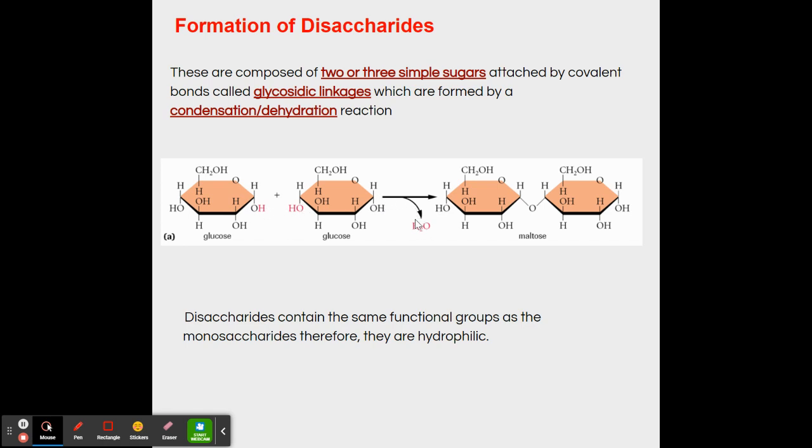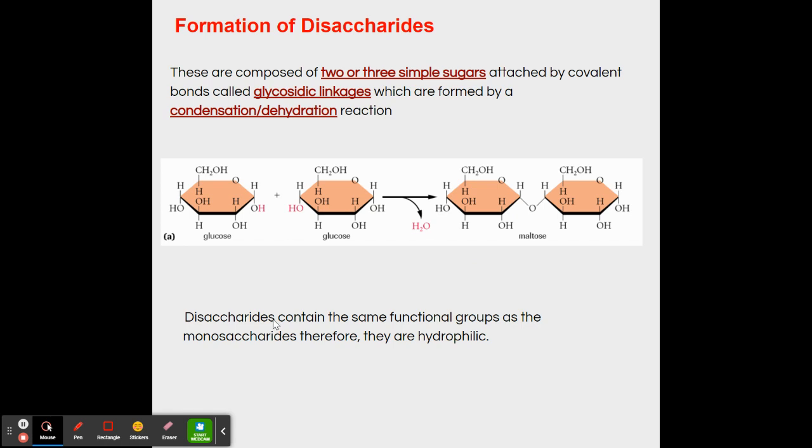Water is going to come out, so it's going to be condensation, and you're going to get this glycosidic bond here, a glycosidic linkage, where they both share that oxygen. Carbon 1 on one molecule and carbon 4 on another molecule share this oxygen, forming a glycosidic linkage. Alpha glucose to alpha glucose forms an alpha glycosidic linkage.